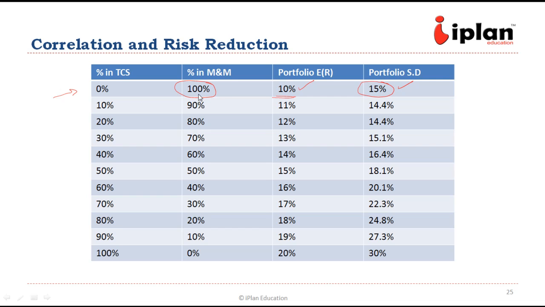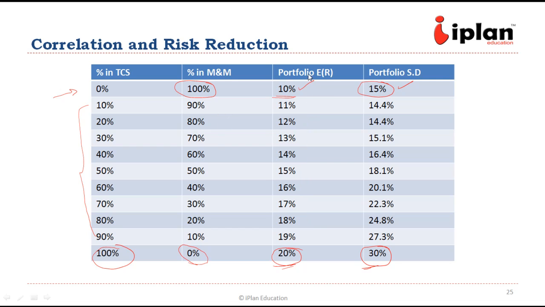On the other end, if we invest 100% in TCS and none in Mahindra and Mahindra, the portfolio return is 20%, which was for TCS, and the standard deviation is 30%. Now all other cases are a mix of these two. Let us look at the return first. The return is linearly rising.